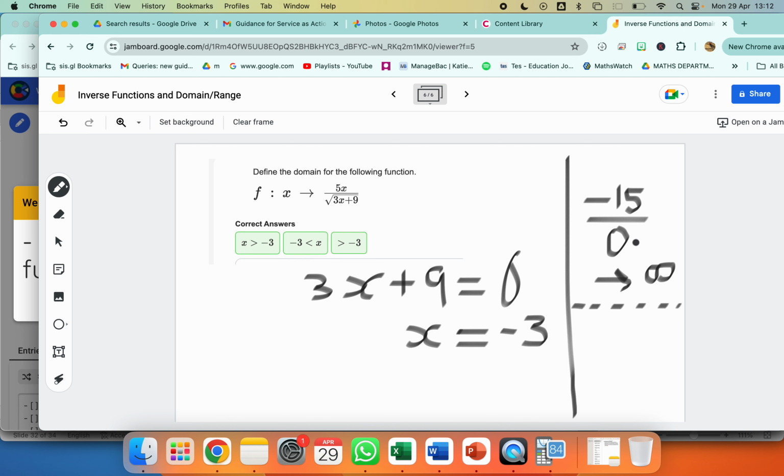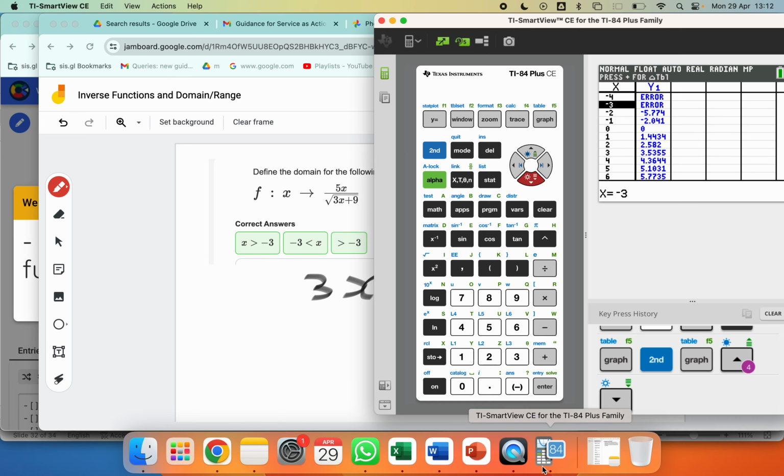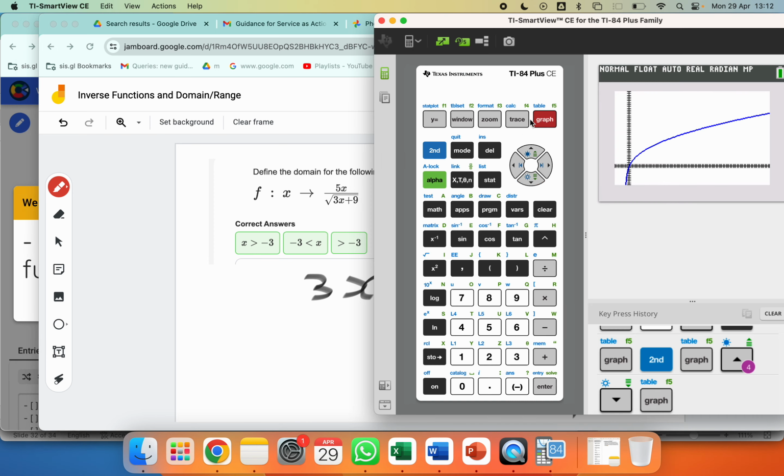So if we have anything which is going to be slightly different to -3, so let's say instead we chose something that is bigger than -3, such as -2, let's see what would happen there. We would have 3 times -2 is -6, -6 plus 9 is 3, so it's going to be the square root of 3, and then on top it's going to be -10. So that's still going to give us a valid answer, but we cannot put our answer exactly equal to -3. You can probably see this in the graph as well.